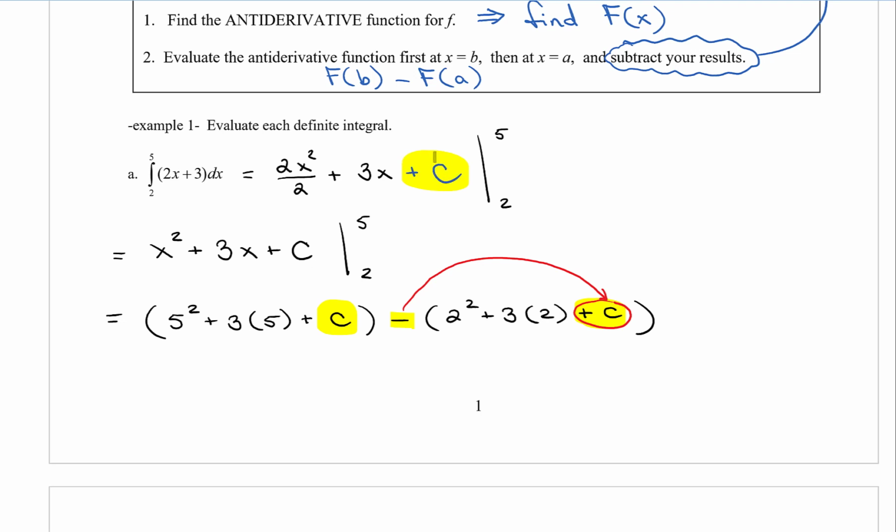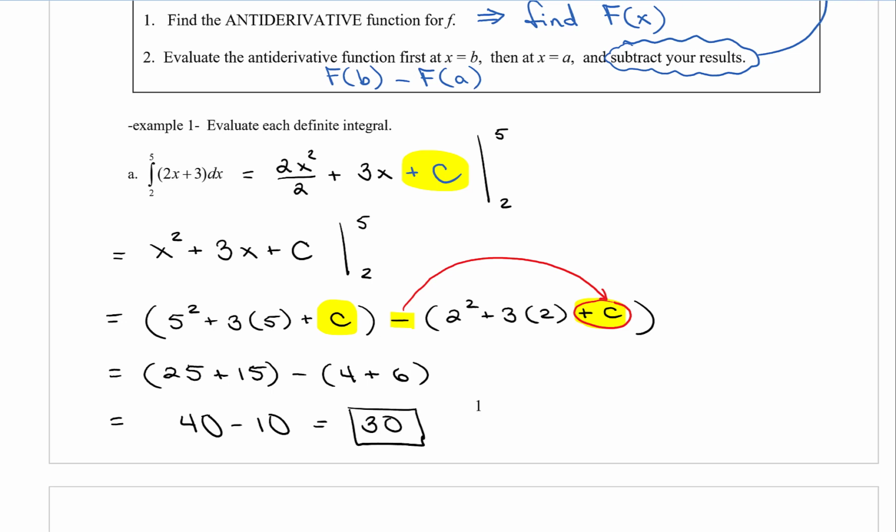So in reality, this is going to happen every single time you find a definite integral. So we don't necessarily have to write this plus c at the end here when we're finding a definite integral. Okay, now this equals, open up a set of parentheses, 25 plus 15, close the parentheses, minus, open up a set of parentheses, 4 plus 6, close the parentheses. This is going to equal 40 minus 10, which is equal to 30. And let's go ahead and box in that final answer.